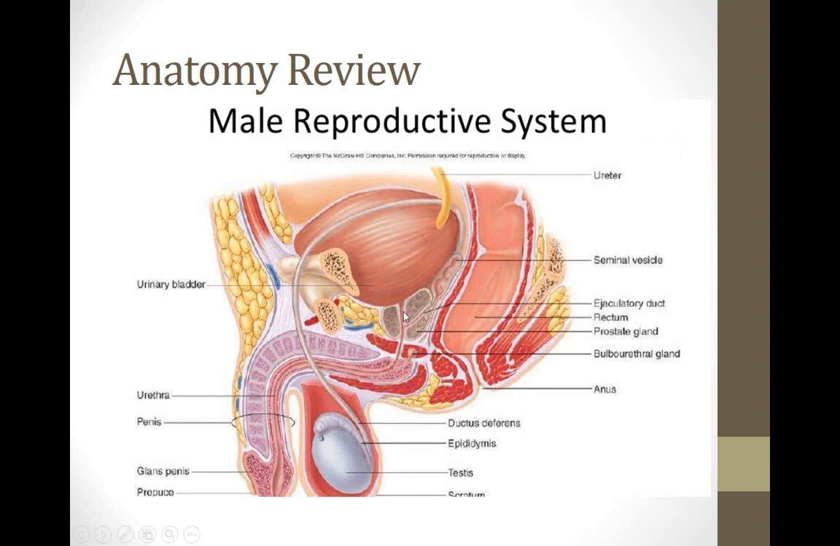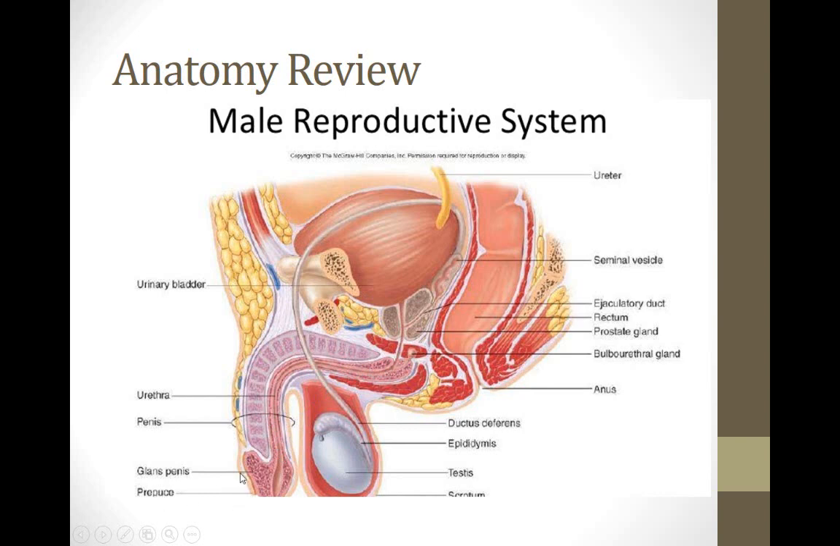Once the urethra passes through the prostate gland, there's a small section right here that is not in the prostate gland and is before the penis. This is called the membranous urethra. It's just in front of the Cowper's gland, the bulbourethral gland. And then the portion of the urethra that's in the penis is called the penile urethra.